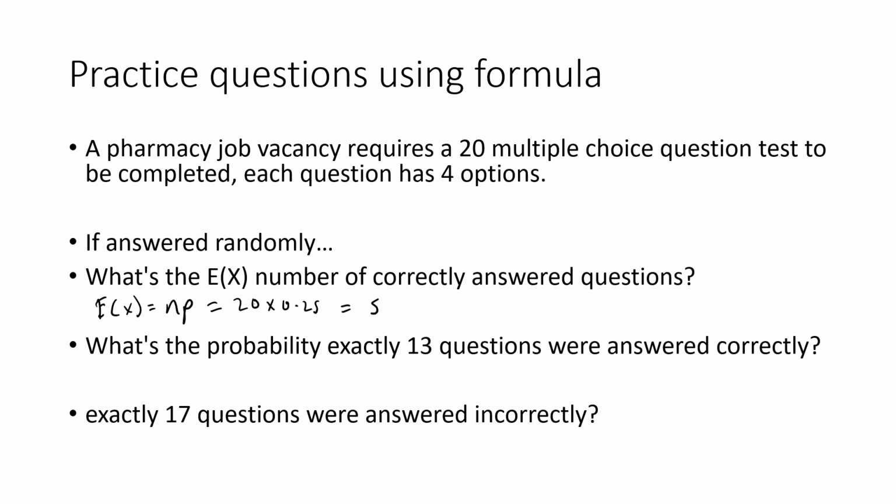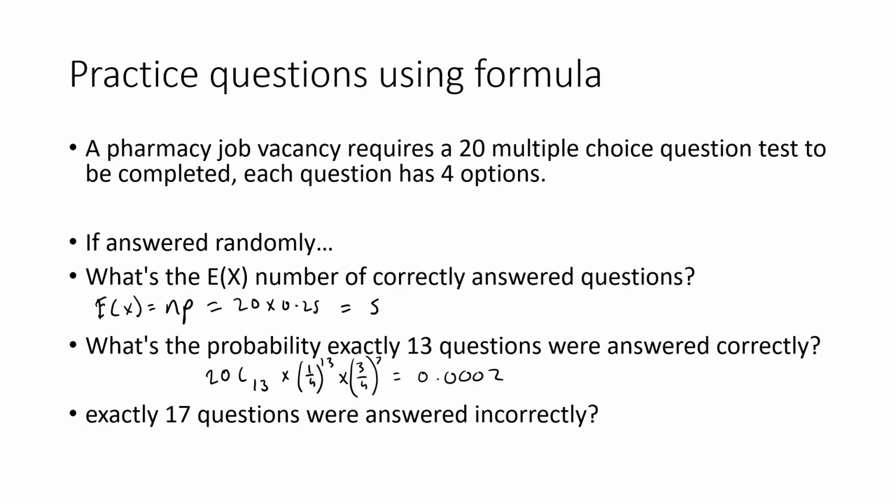What's the probability of exactly 13 questions being answered correctly? Here, you use the formula 20 choose 13 times the probability of success, 1 over 4, to the power of 13, because you want 13 of them to be answered correctly, and then the probability of failure to the power of 7 for the number of wrong answers. And that gives us 0.0002. It's actually 0.00015, but in stats we round it to 4 decimal places.